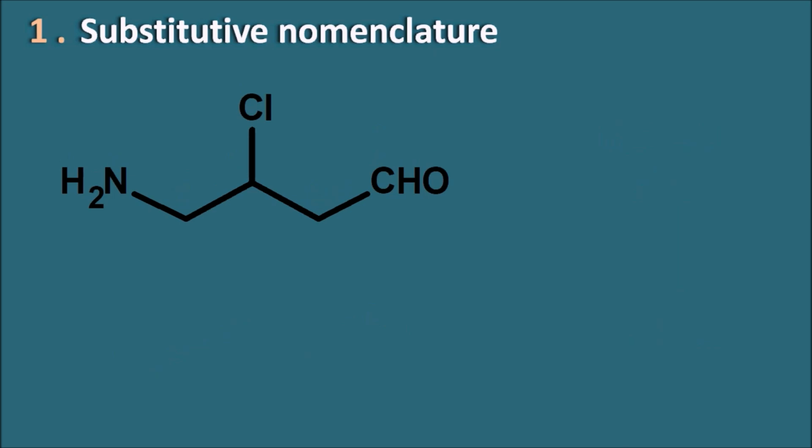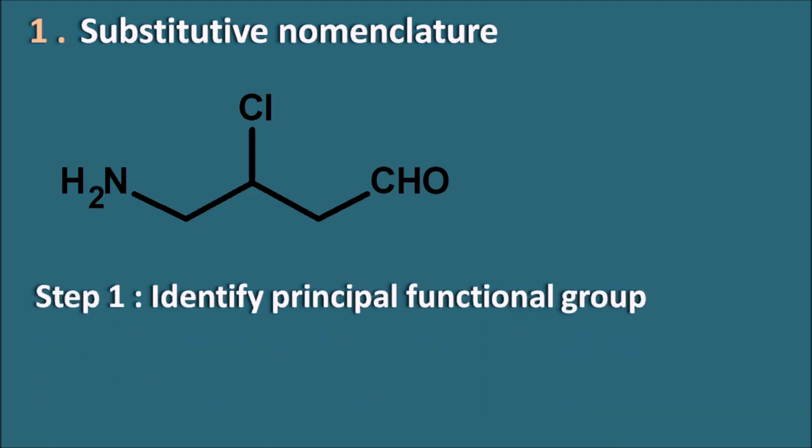Now let us see how we can give the name for this compound by using the substitutive nomenclature. As we have already discussed, the substitutive nomenclature is used by IUPAC. So we have to follow the IUPAC rules in order to write the name for the given compound. So what are the different steps? In our previous video we already discussed the 14 IUPAC rules and how we can give the naming for organic compounds. So here let us just see the example for this structure and how we can give the IUPAC name for this compound. So step 1 is to identify the principal functional group. So here the principal functional group is the aldehyde. Since it is an aldehyde, we have to use the suffix -al.